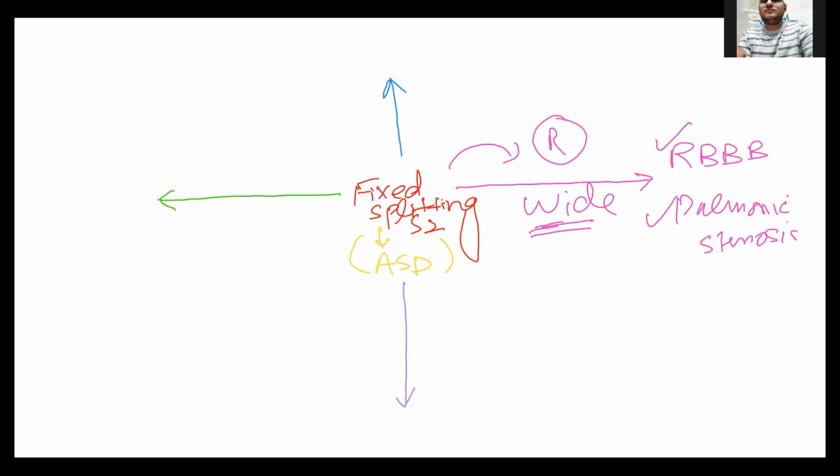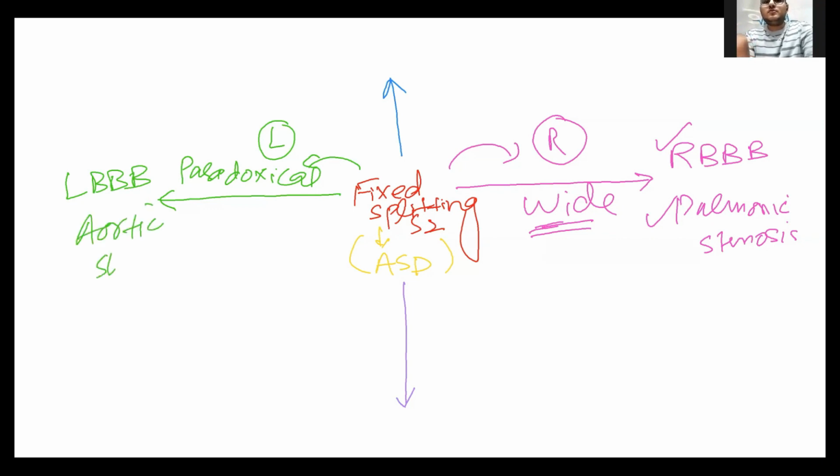Now going to the left side. So what will be happening on the left? This is the left side, L. So it is the paradoxical splitting. What are the causes of paradoxical splitting? Left bundle branch block. It is the left side, so it is left bundle branch block and left-sided valve stenosis. Left-sided, which is the counterpart of pulmonic, is aortic stenosis, but severe aortic stenosis.